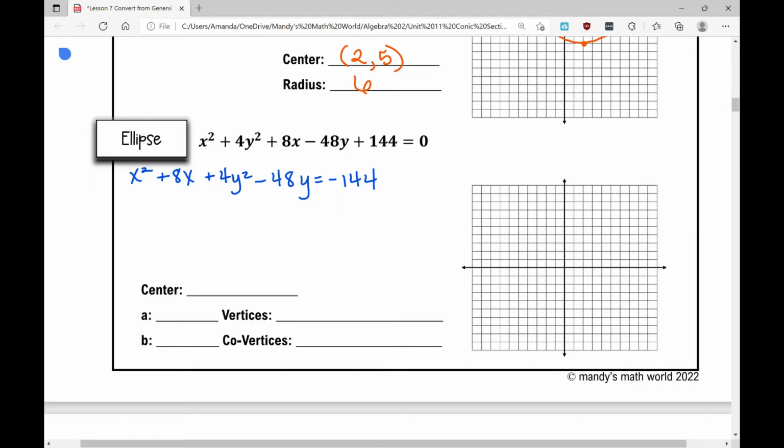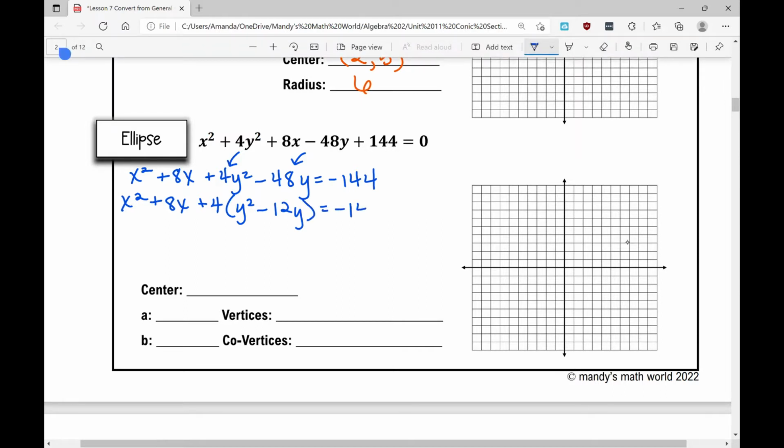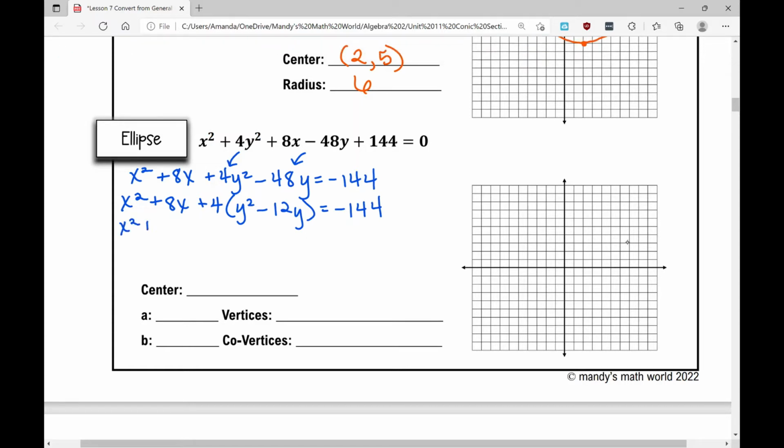And then, because right here I have a coefficient in front of this y squared, remember, you need to have a coefficient of 1. A needs to be 1 whenever you're completing the square. I need to factor out a 4. So I'm going to rewrite this as x squared plus 8x, and I'm going to factor out a 4. So plus 4, and I'm left with y squared minus 12y equals negative 144.